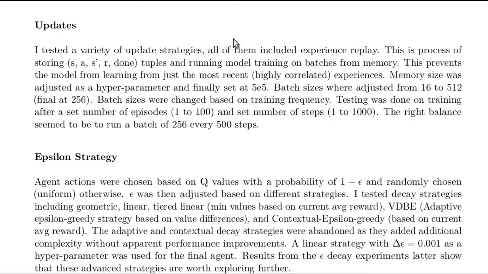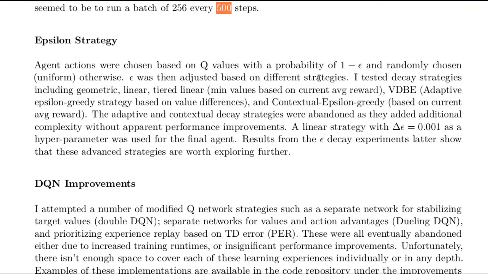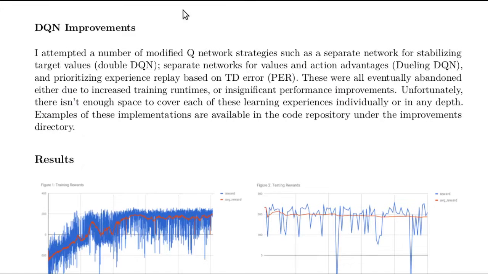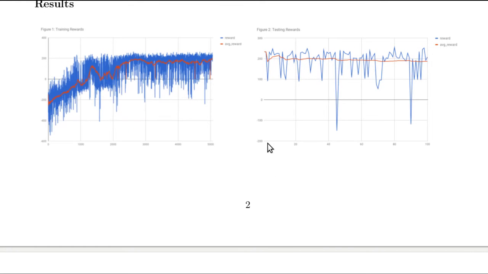All right, I did 256 batch sizes every 500 steps, played with a whole bunch of things, and that seemed to be a good balance. For the epsilon strategy, I ended up doing a linear epsilon decay over about 1,000 episodes, and I played with these hyperparameters. Okay, we'll get back to these improvements. My agent learned to get an average of 200 reward after just over 5,000 episodes. Here are my training results.